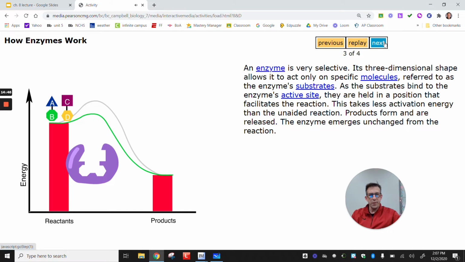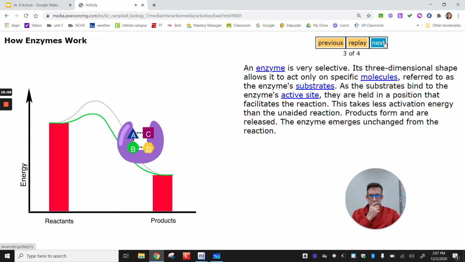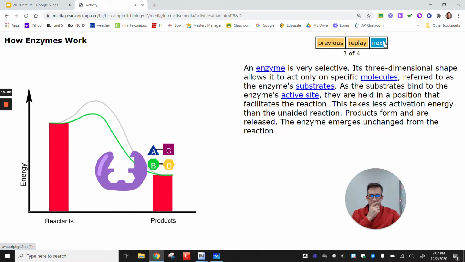An enzyme is very selective. Its three-dimensional shape allows it to act only on specific molecules referred to as the enzyme substrates. As the substrates bind to the enzyme's active site, they are held in a position that facilitates the reaction. This takes less activation energy than the unaided reaction. Products form and are released. The enzyme emerges unchanged from the reaction.